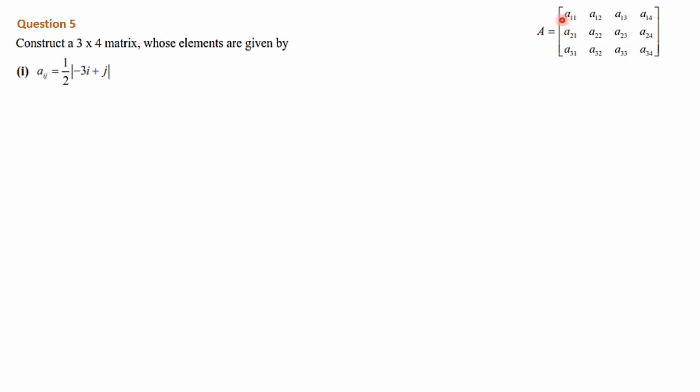Means there are 3 rows and 4 columns: 1, 2, 3, 4 columns. So each element we have to calculate first. A11 means i is 1, j is also 1. So 1 by 2 into modulus of minus 3 into 1 plus 1. I and j we have replaced as 1. Then 1 by 2 into modulus of minus 3 into 1 is minus 3 plus 1, so 1 by 2 into modulus of minus 3 plus 1. Minus 3 plus 1 is minus 2. Modulus of minus 2 is 2. 2 by 2 is 1.